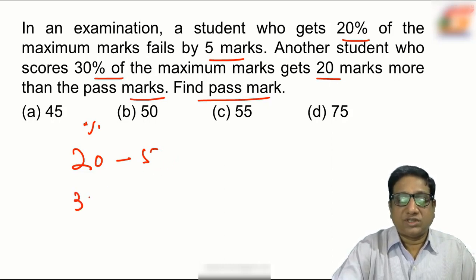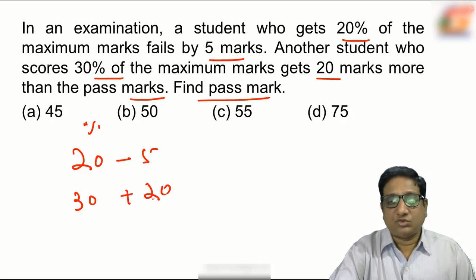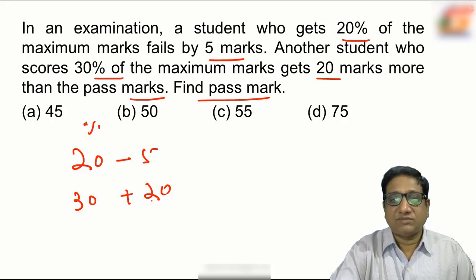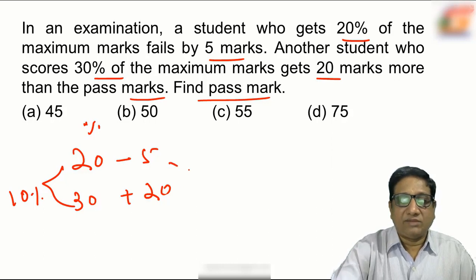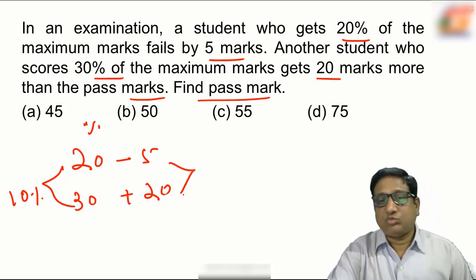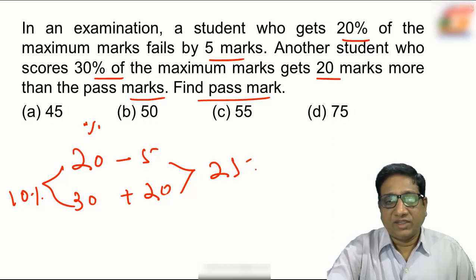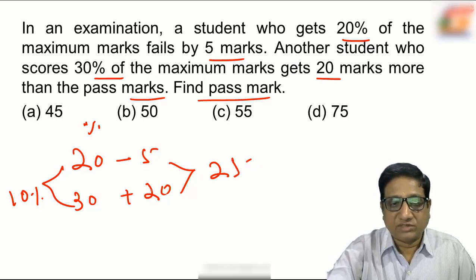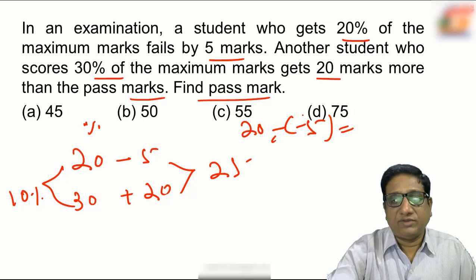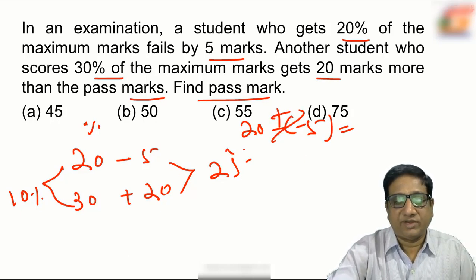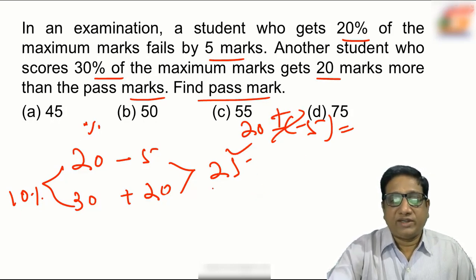Another student who scores 30% scores 20 marks more, means his mark is 20 marks more than the pass mark. Difference in terms of percentage is 10% and difference in terms of marks between both the students is 25. Here we have to find the absolute difference between these two figures, that is 20 minus -5, which will be ultimately 20 plus 5, that is 25 marks. So we obtain 10% is equal to 25.